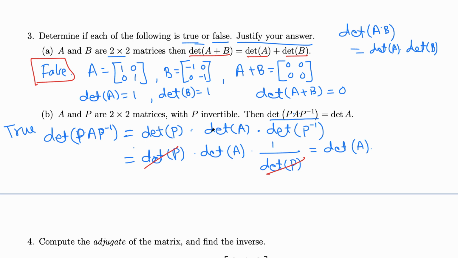So we started from the left side and we got to the right side. That's why we claim that's true. So when it's true, we need to prove. When it's false, just provide one example.